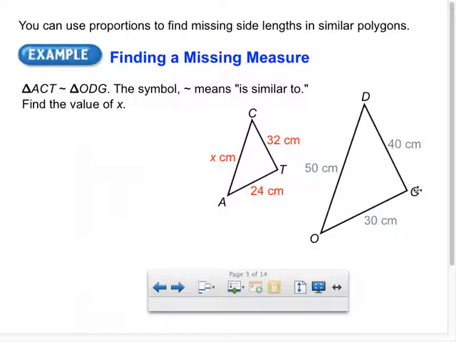Do you guys see that? And it goes in the same order. It goes in the same direction. That's not coincidence. We're going to learn later why they do that. Okay, and we know that that symbol means similar to. We need to find the value of x. So let me walk you through one way to do that.